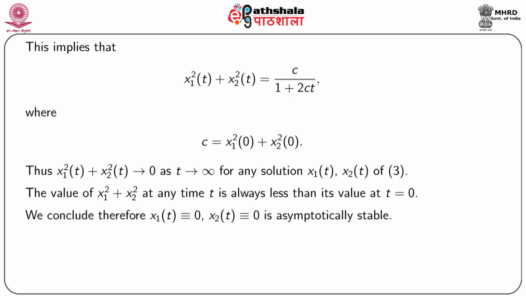The value of x1 squared plus x2 squared at any time t is always less than its value at time 0, and therefore, we conclude that x1(t) equal to 0 and x2(t) equal to 0 is asymptotically stable.